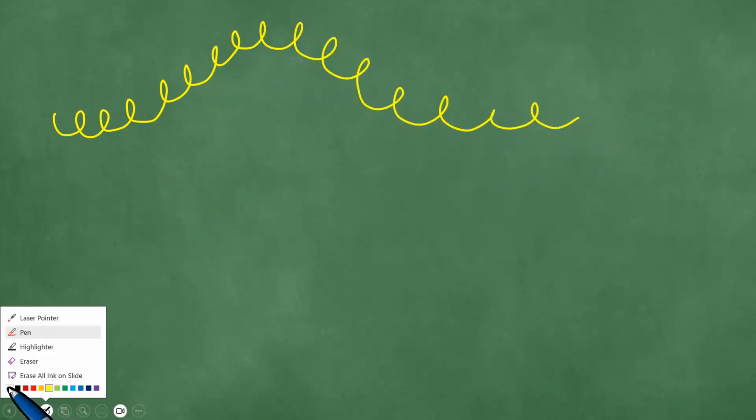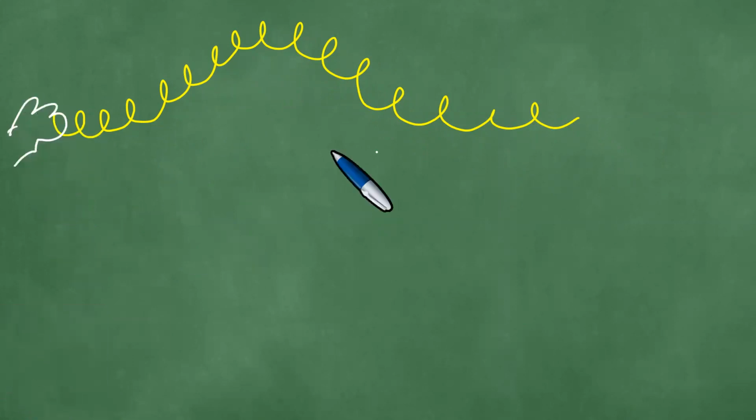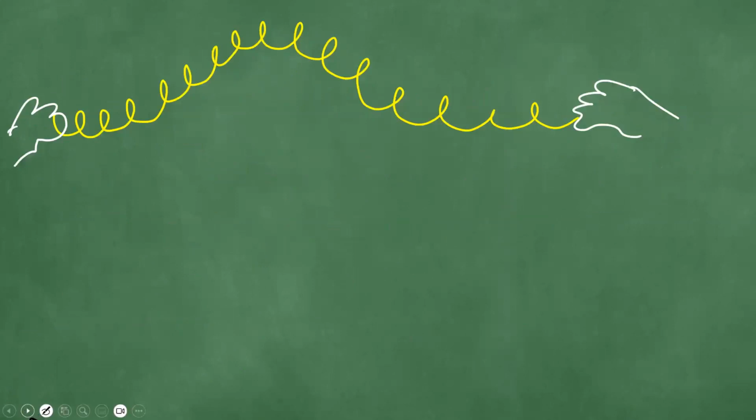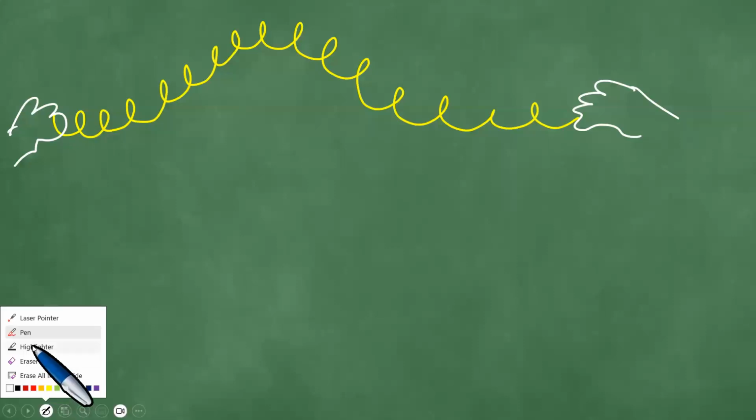Here is the slinky spring, and somebody's holding it with their hands there, and somebody's holding it with their hands there. Now they're tossing it up, and these pulses started migrating towards each other. They combined now to form one big pulse.